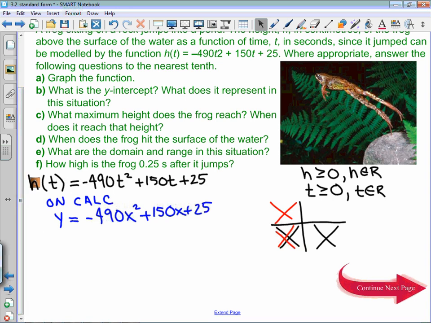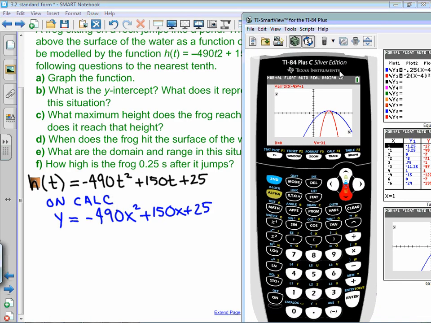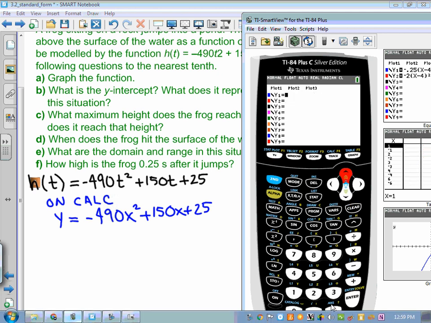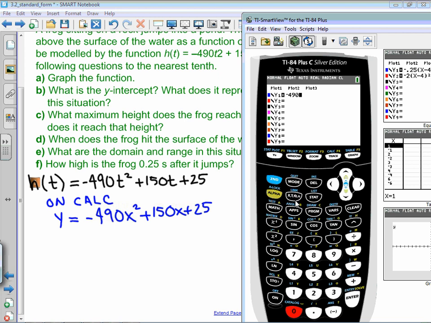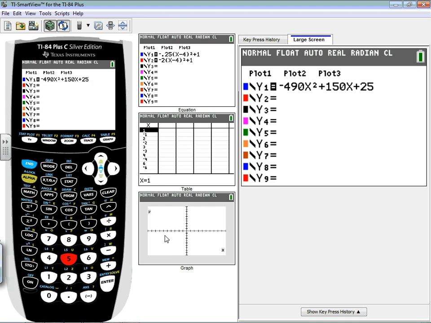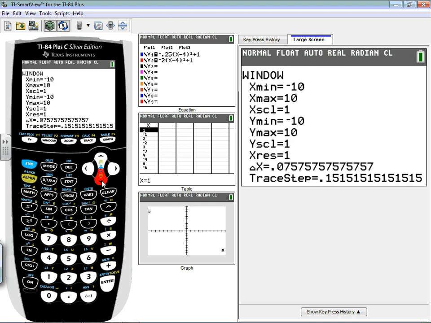So what we're going to do now is we're going to grab our calculators and we're going to put that function in. So we do that by going to y equals, being really careful with the numbers, we're going to have negative 490x squared plus 150x plus 25. And really crucially, we do not want to use Zoom Standard. Zoom Standard is going to put 10 in every direction. We know that we don't have to worry about when x is negative. Now, I can make x min 0 because I don't care about it, but I like to see those axes. So I'm going to make x min negative 1, and I'm going to make y min negative 1.